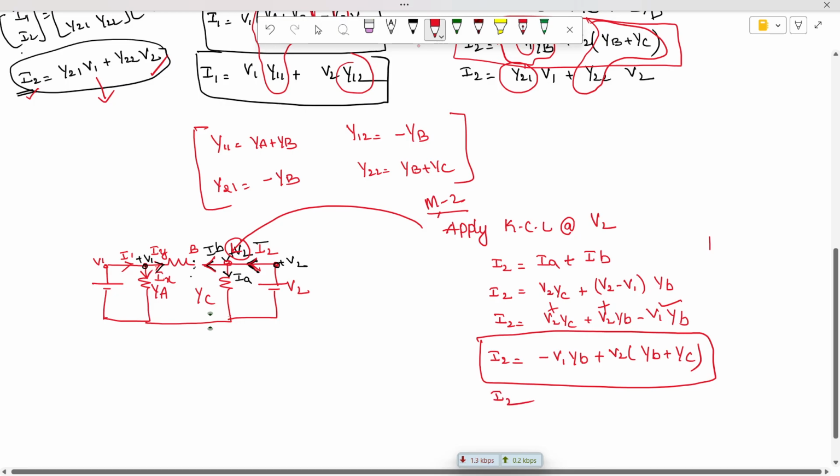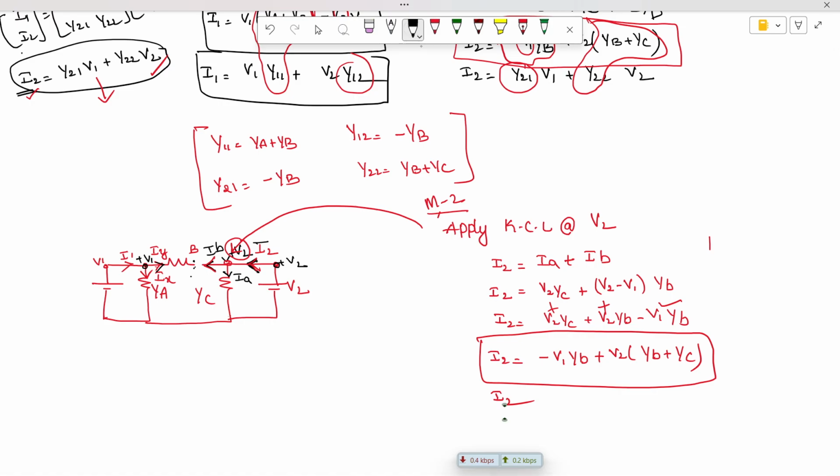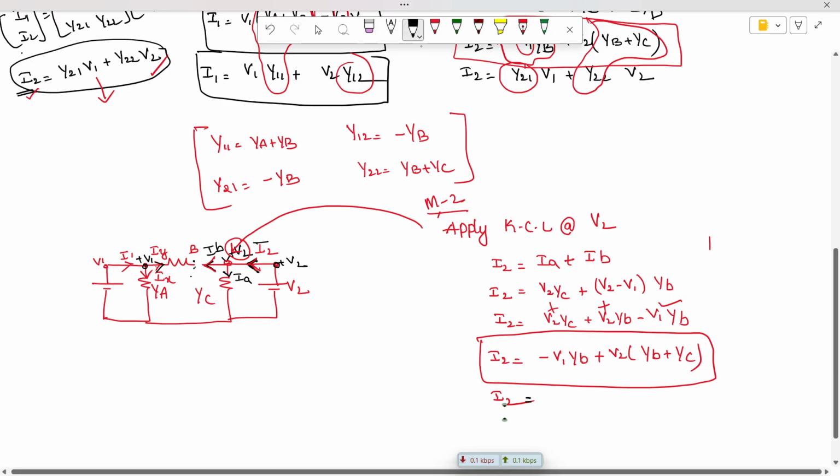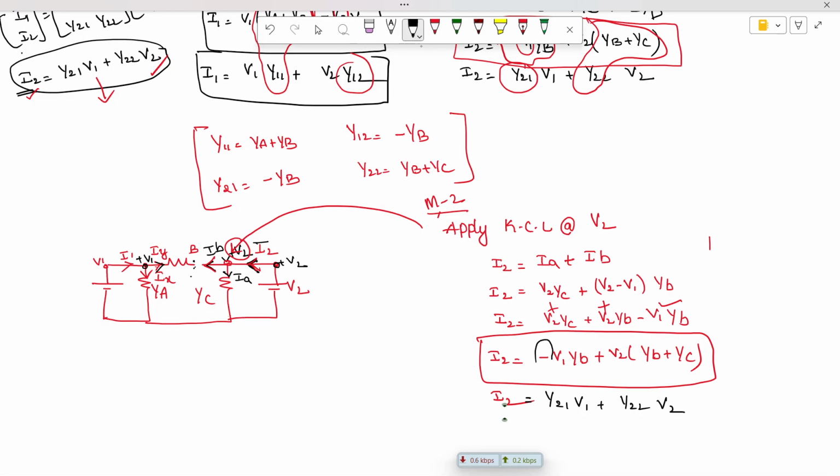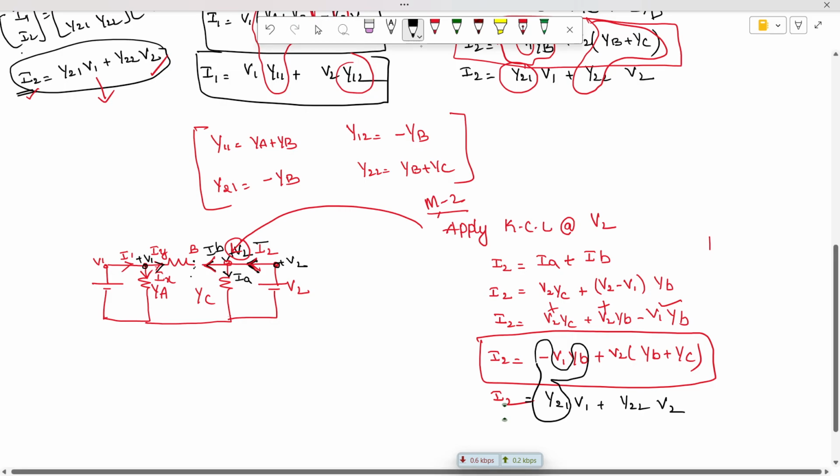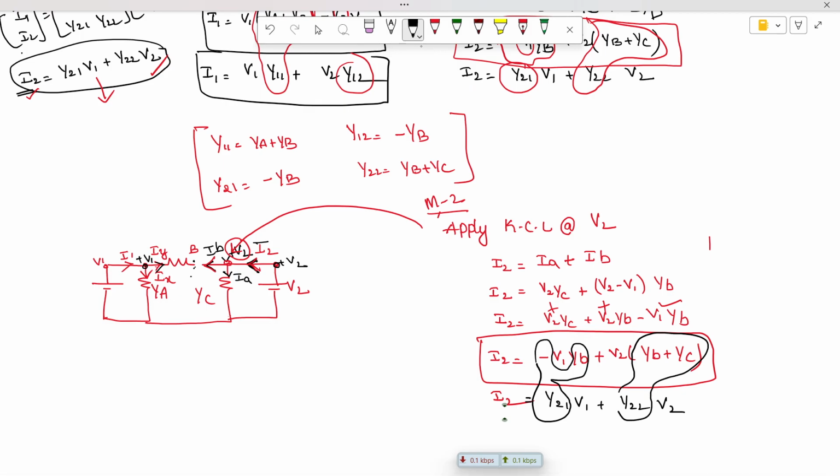I2 is equal to, what is the expression? We are going to have Y21 V1 plus Y22 V2. So when you compare this, what is the expression you are going to get? This is Y21, this is Y22. You can compare here with what we have got. So Y22 is also the same. Y21 is also minus YB.